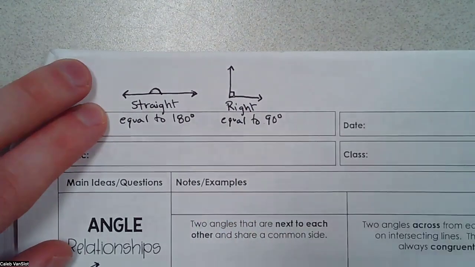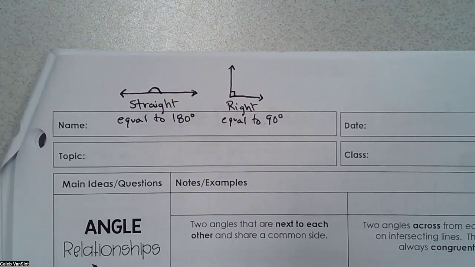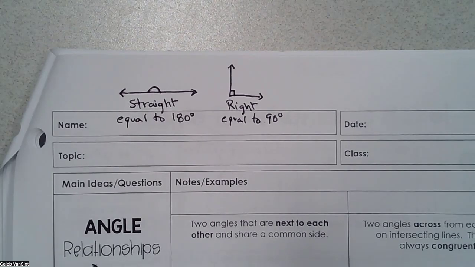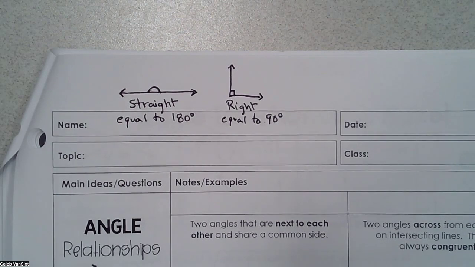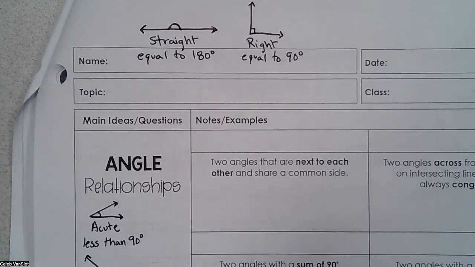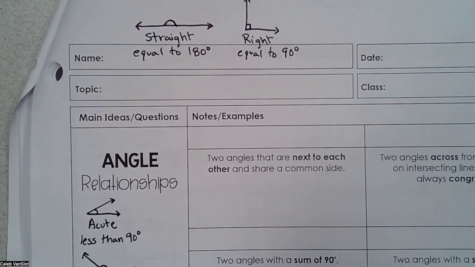Okay. So before we even start talking about these different angle relationships, I just want to make sure that you guys have those four down, right? Because if we don't know how to classify just simply the types of angles, then doing these relationships becomes a little bit more tricky. Okay. So those are the four different types of angles that we have. We have acute, obtuse, straight, and right. Okay.